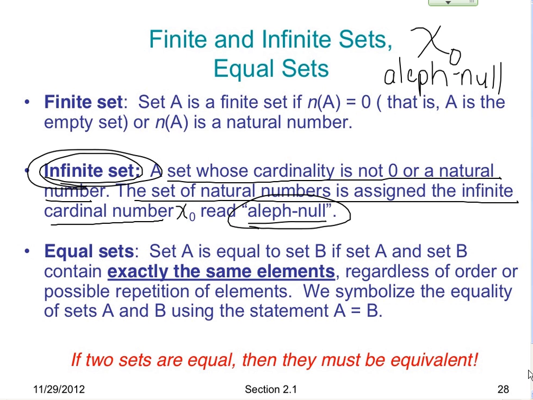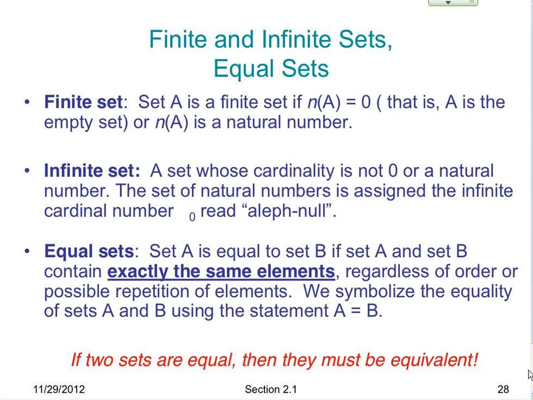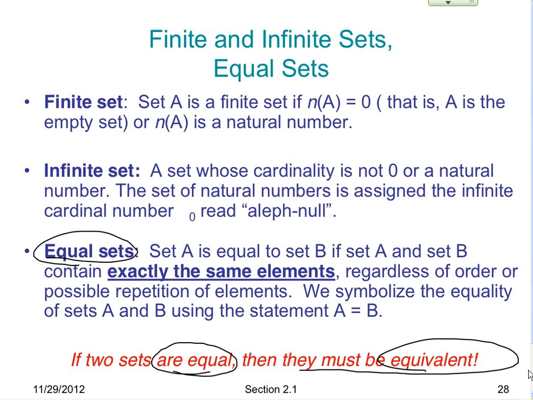Equal sets. A set A is equal to set B if set A and set B contain exactly the same elements. Not just the same number of elements, but exactly the same elements, regardless of the order or possible repetition of elements. We symbolize equality of sets using the equal sign. If two sets are equal, then they must automatically be equivalent. Remember, equivalent just means they have the same number of elements. Equal sets, they have exactly the same elements.